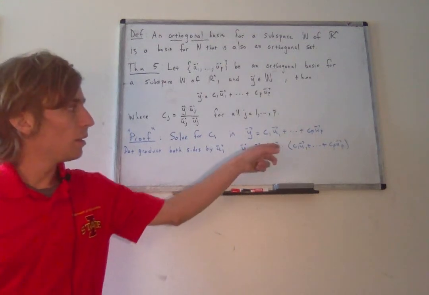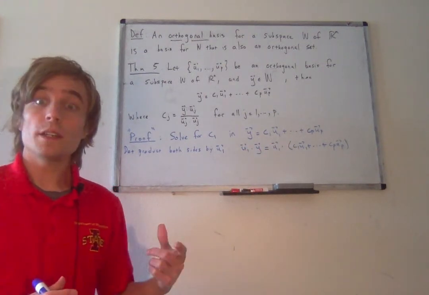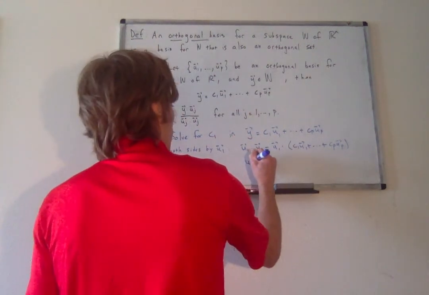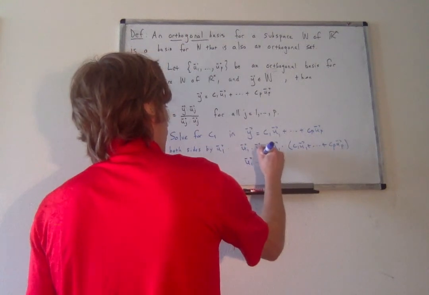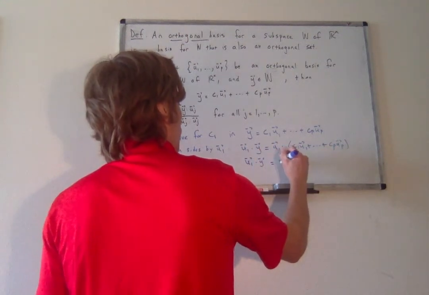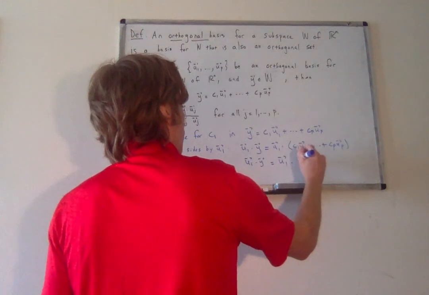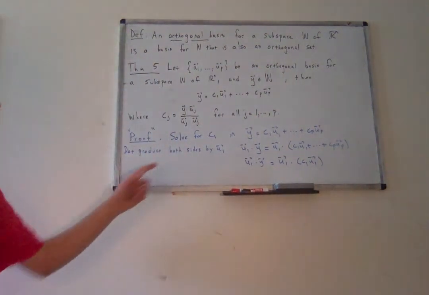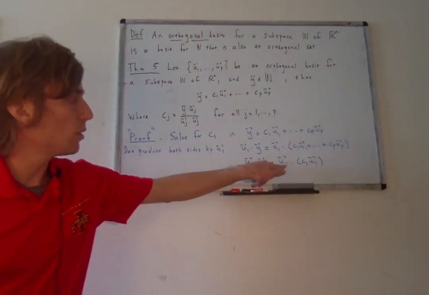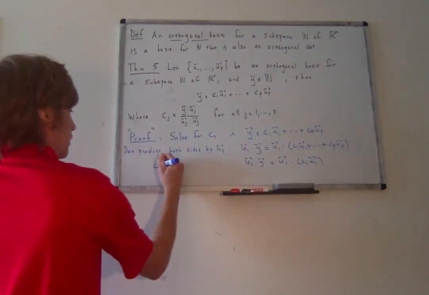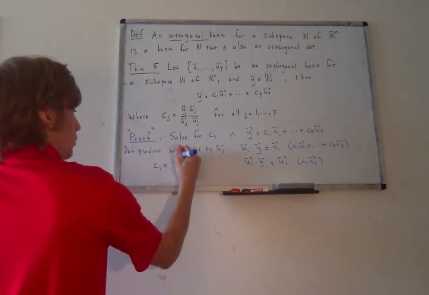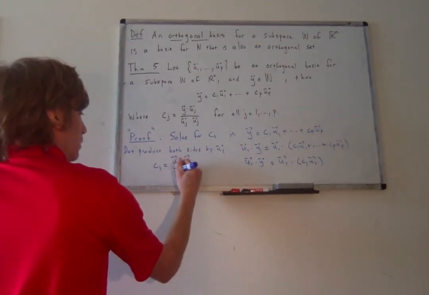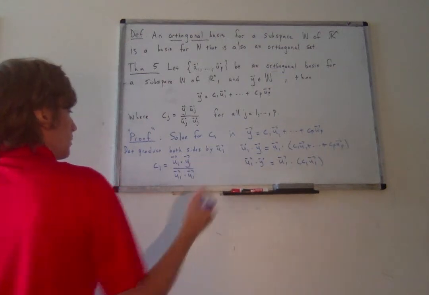But in distributing u1, remember, u1 is orthogonal to every vector in this set except itself. So this means that u1 dot y is equal to u1 dot c1 times u1. Well, and now notice I can pull this c1 out and divide by u1 dot u1 to get that c1 is equal to u1 dot y over u1 dot u1.